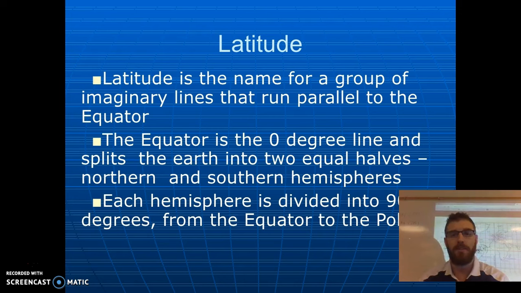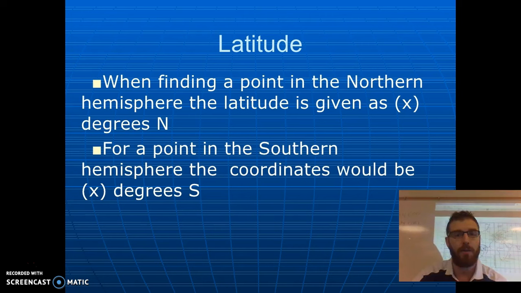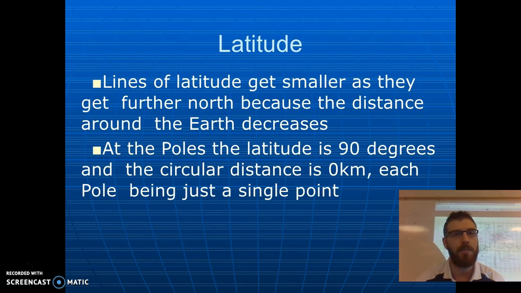The equator is the 0-degree line for latitude and splits the Earth into two equal halves, the northern and southern hemisphere. Each hemisphere is divided into 90 degrees from the equator to the pole, which means that the highest magnitude of a latitude line you can have is 90 degrees either north or south. So when finding a point in the northern hemisphere, the latitude is given as x degrees north, and conversely for the southern hemisphere, it's x degrees south. The lines of latitude get smaller as they get further north because the distance around the Earth decreases.